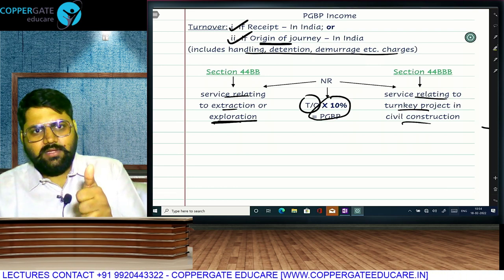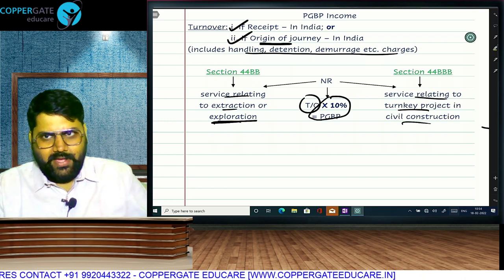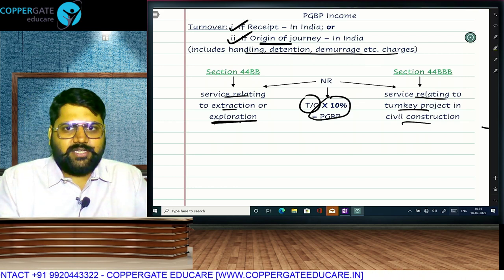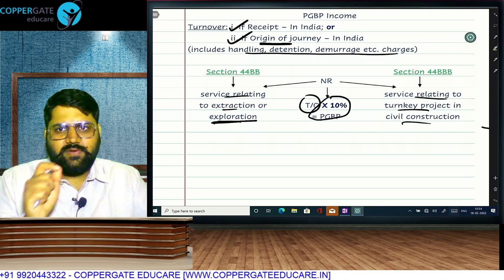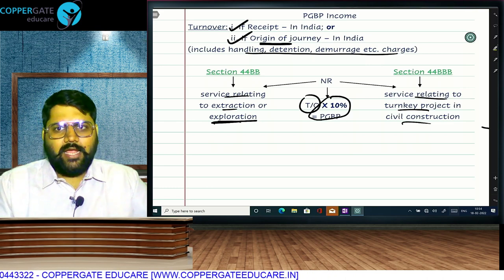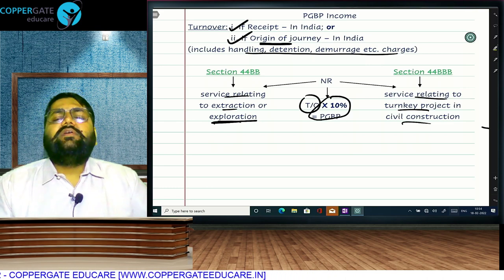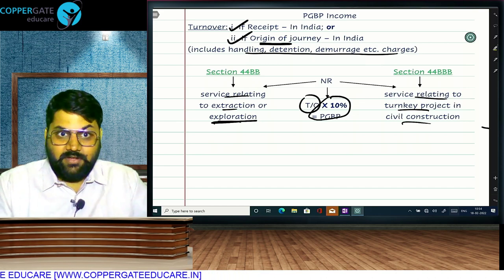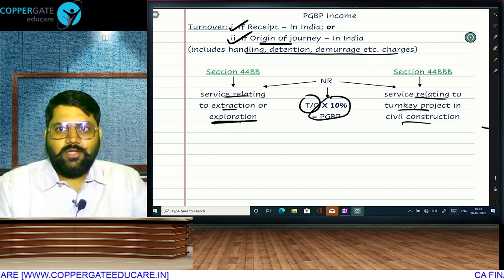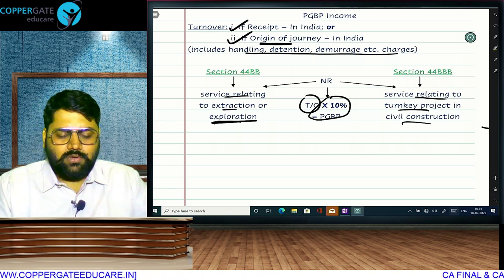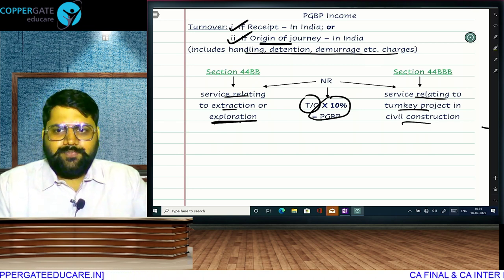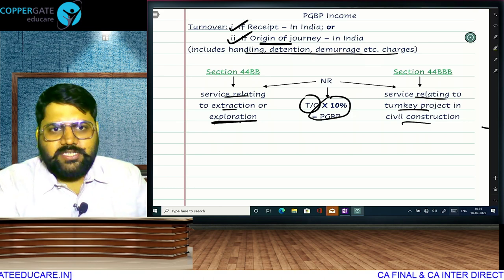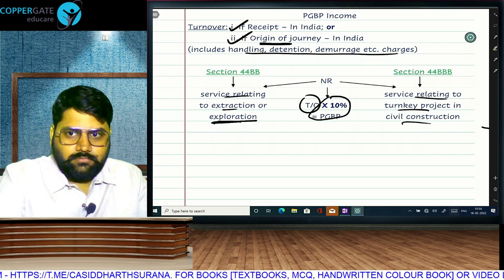So for shipping, 7.5% of turnover, for airline 5% of turnover, for extraction and exploration activities 10% of turnover, and for turnkey project 10% of turnover. That's our revision of chapter PGBP. I know we took very long for this, more than an hour, but that's PGBP after all. So we have to give that respect to PGBP. That's the end of PGBP. PGBP chapter hereby comes to an end.